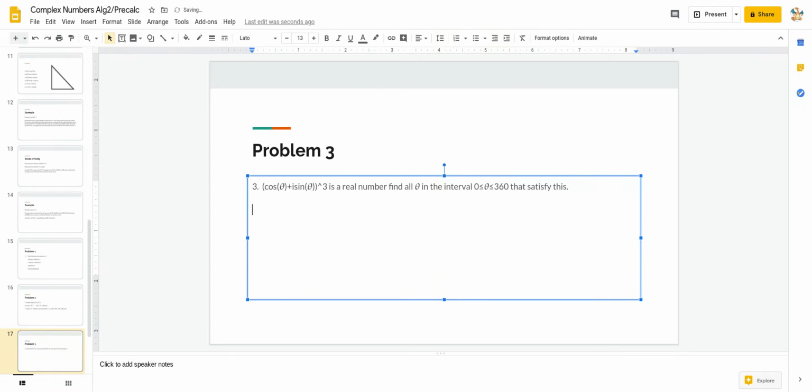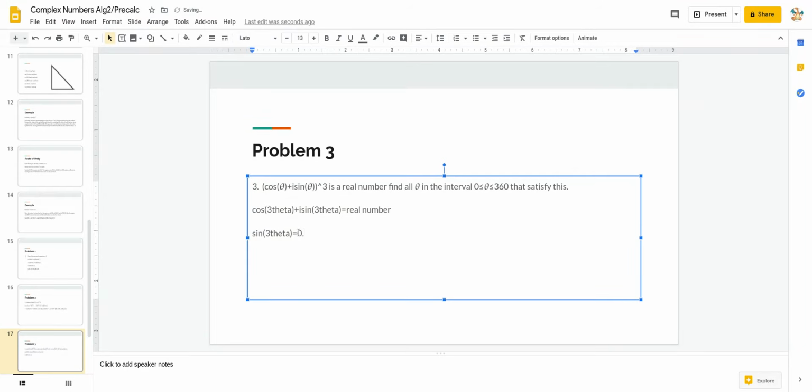Okay, so cosine theta plus i sine theta to the power 3 is a real number. So cosine 3 theta is a real number, right? Because this is just cis theta, and cis theta to the power 3 is cis 3 theta. Since you want this to be a real number, that means sine 3 theta should be equal to 0. Because if sine 3 theta is anything but 0, then you're going to have an i term. So you want sine 3 theta to equal 0.